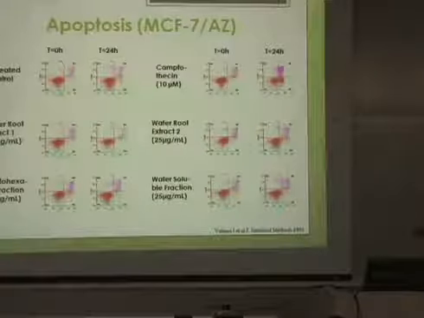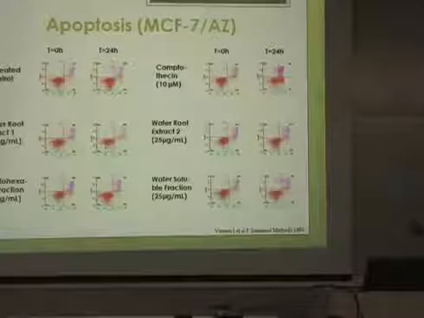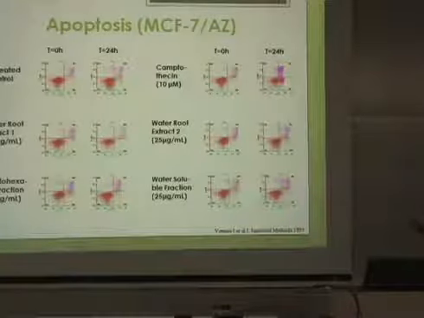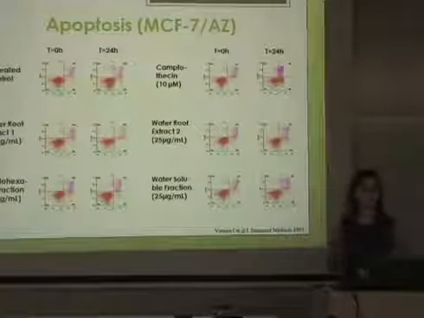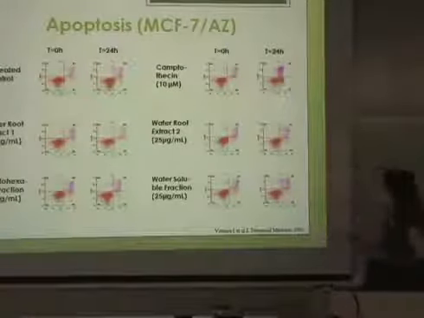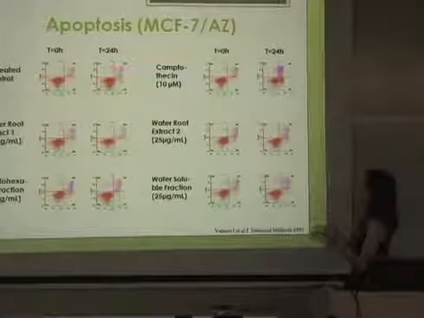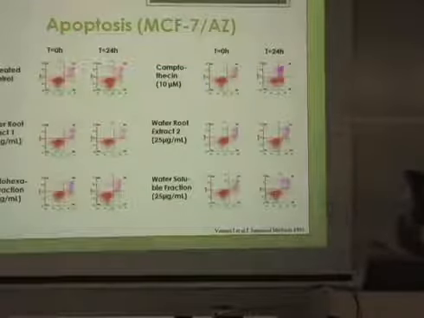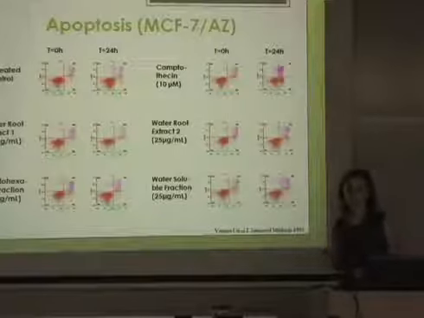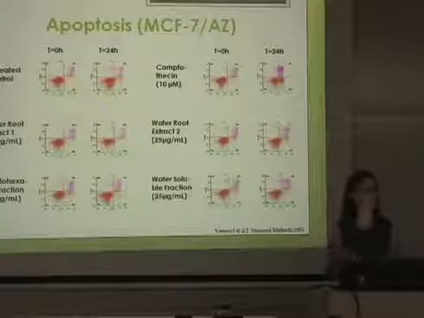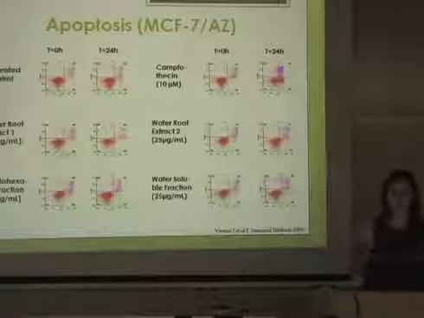After 24 hours, you can see that in the one that has camptothecin, the cells have migrated to the upper and lower quadrants, meaning that early and late apoptotic activity occurred. But as you can see, this did not happen with any of our samples, neither with the water root extract 1 or 2, nor with either of the fractions, the cyclohexane fraction and the water-soluble fraction. But this was a very nice way for us to be introduced to a new technique that we didn't know.